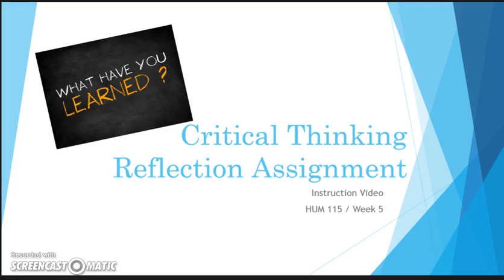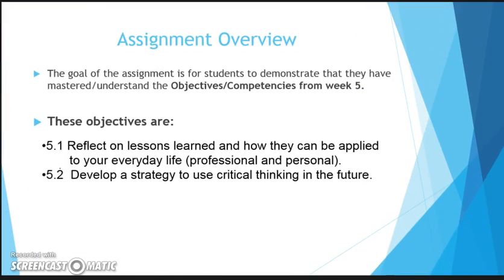So this assignment is focused on reflecting back on what we've learned over the 5 weeks. Like the previous assignments, the goal of this assignment is to ensure that students understand the objectives for week 5. The week 5 objectives include reflecting on lessons that we have learned over the last 5 weeks and considering how they can be applied to our everyday life. Whether that be personal or professional, what are ways that you can incorporate some of the concepts that you've learned about critical thinking into your life?